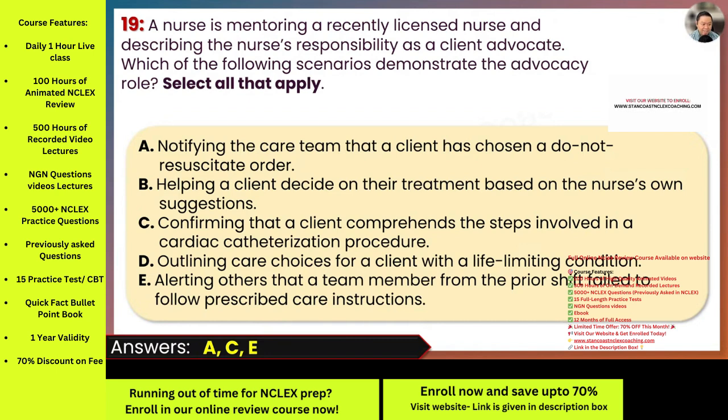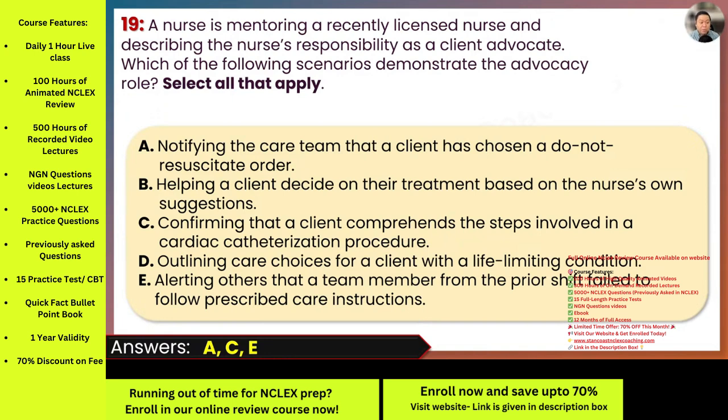Now, what about letter E? Alerting others that a team member from the prior shift failed to follow prescribed care instructions. If a nurse notices a mistake, let's say a missed medication or incorrect treatment, they must report it to protect the client's safety. Also consider that advocacy includes speaking up when care is compromised, and this is not about blaming. It is about ensuring the client gets the right treatment. And reporting unsafe care is part of advocacy.